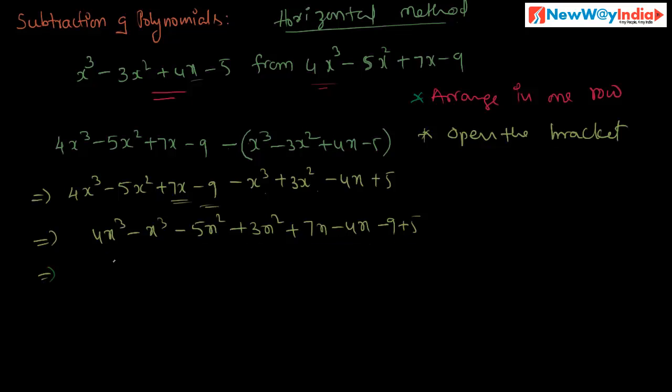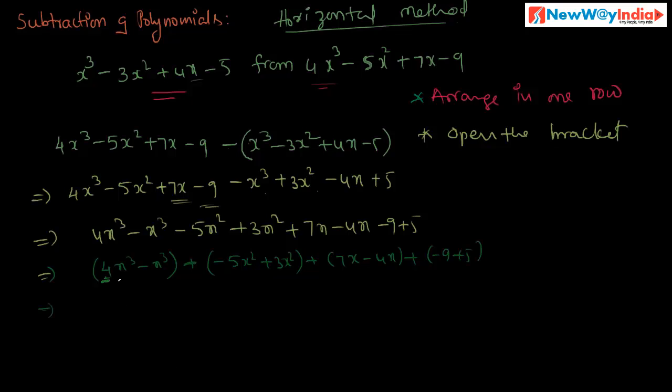Now add the like terms. What are the like terms? x cube minus x cube. Another like terms, minus 5x square plus 3x square. These two are like terms. Another like terms, 7x minus 4x, and these are constant terms. Now we can add these terms.